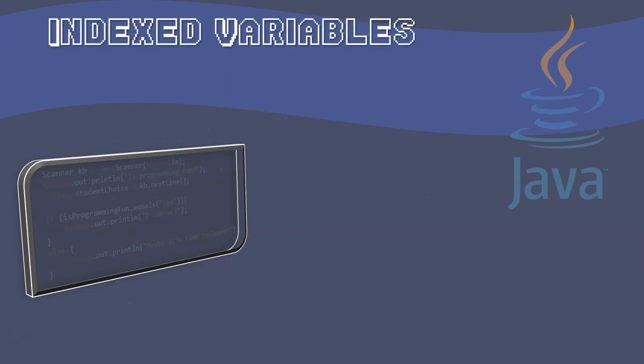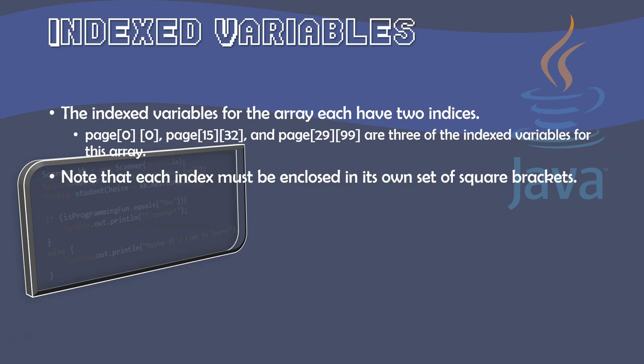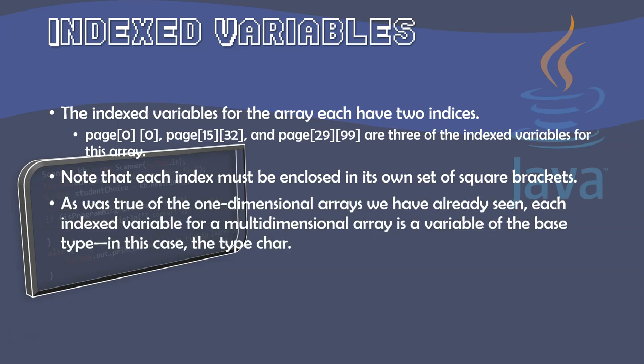Now, we talked about having multiple indices, so let's look at these index variables. The index variables for the array have two indices. So page[0][0], page[15][32], page[29][99], etc., are three of the index variables for this array. You'll note that each index, of course, has to be enclosed with its own set of square brackets. As was true of one-dimensional arrays, each index variable for a multi-dimensional array is a variable of the base type, and in this example, that type is char.